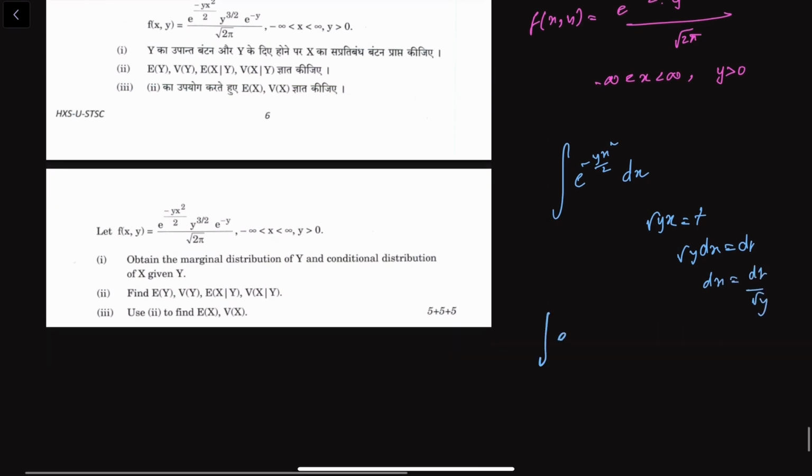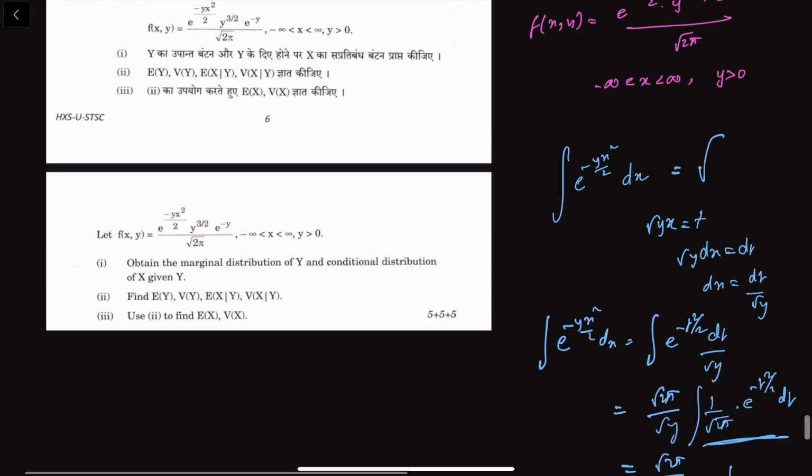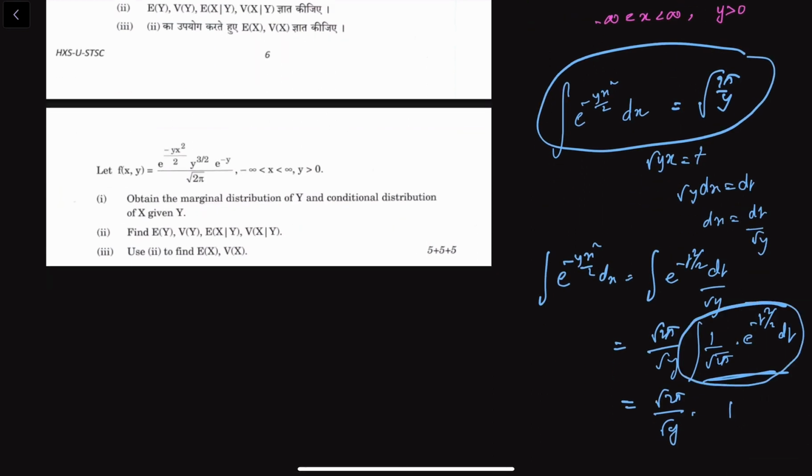So this integral of e^(-yx²/2) dx is the integral of e^(-t²/2) dt by √y. If I multiply by √(2π), we get 1 by √(2π) e^(-t²/2) dt. That is nothing but √(2π) by √y, and this density will go to 1. So this integral is nothing but √(2π) by √y, because it's the integration of the standard normal density, which is 1.